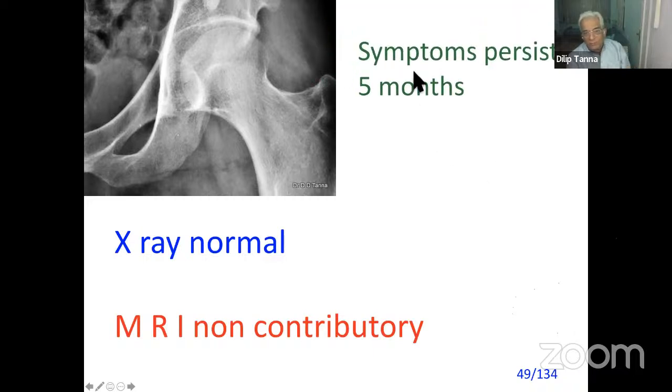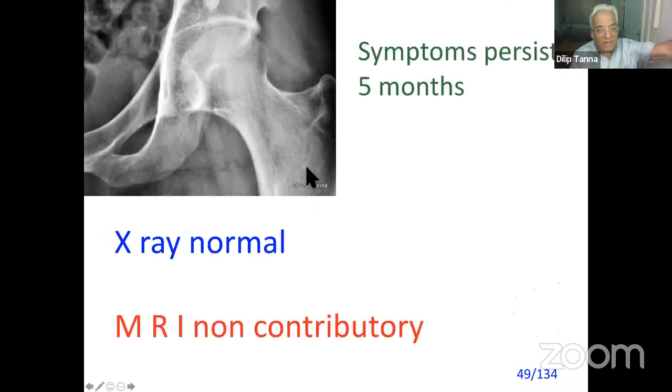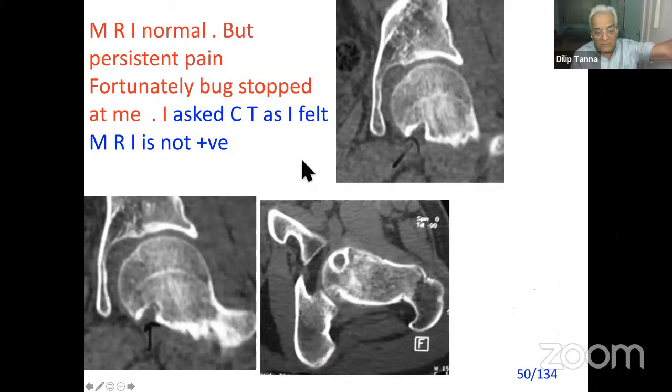Now what am I going to do? Symptoms persist, 5 months. MRI normal, but persistent pain. Fortunately, the buck stopped at me. I asked for a CT as I felt MRI was negative. There should be a CT, and he has findings on examination. And here I was most pleasantly surprised to see this small area.